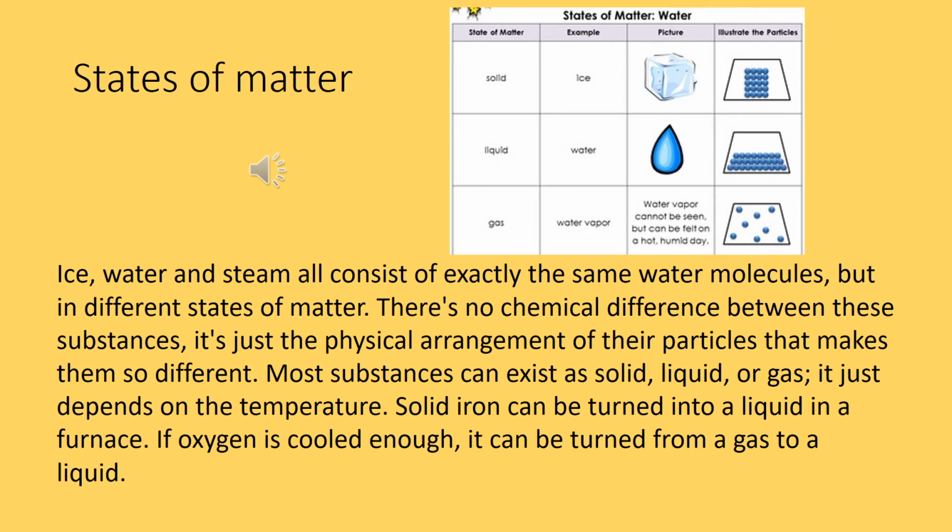Ice, water and steam are the most commonly used examples. There is no chemical difference between these substances, but it's how their particles are arranged that makes them really different. In ice, the particles are rigid and close together. In water, they have a little bit more space to move around, and then in gas, they are much more free. We use temperature to change the state of water, and we can do this with other materials as well. For example, solid iron can be turned into a liquid.